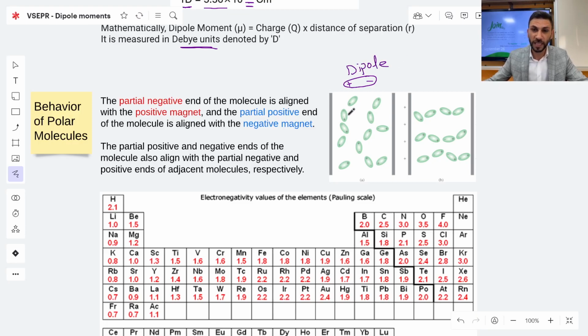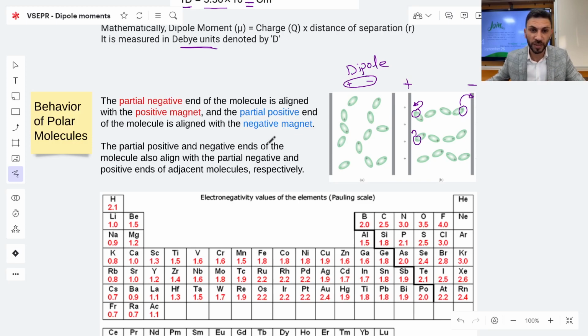If you put it in a magnetic field or electricity, the partial negative end will go to the positive magnet. As you can see, this is the negative. It's going to the positive. This is the negative. It's going to the positive. And also, the partial positive will go to the negative pole. So this is the negative and this is the positive here.